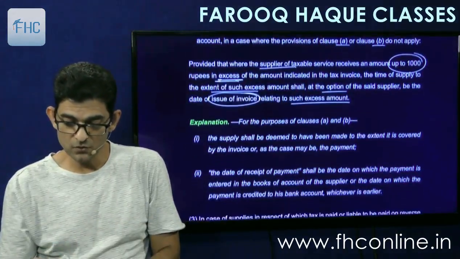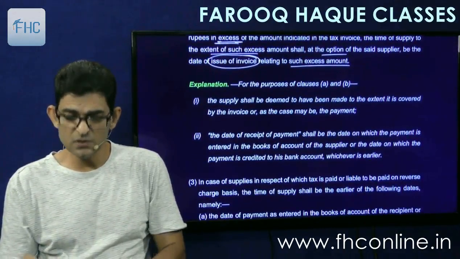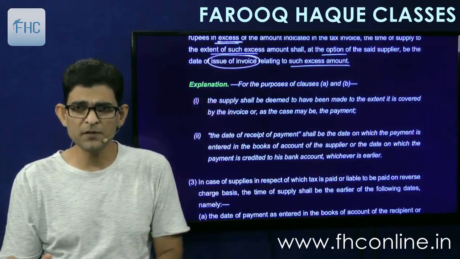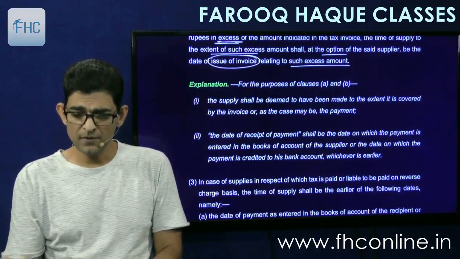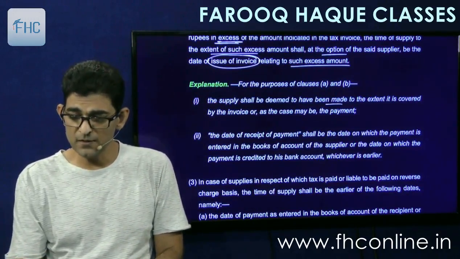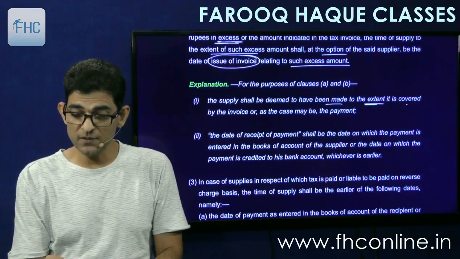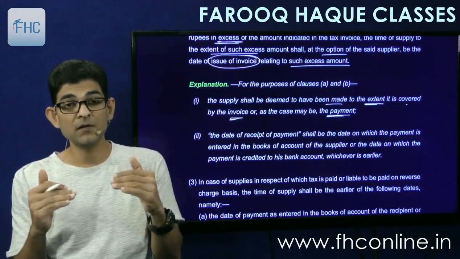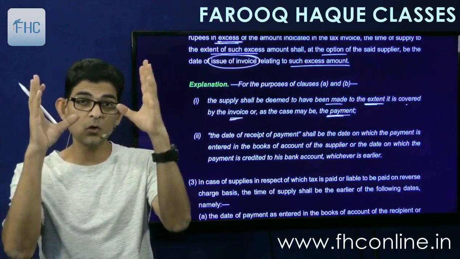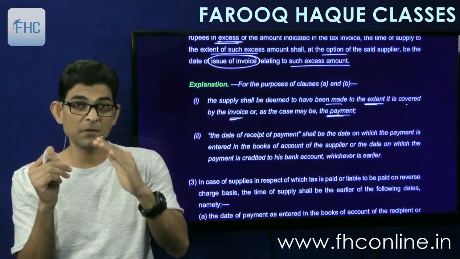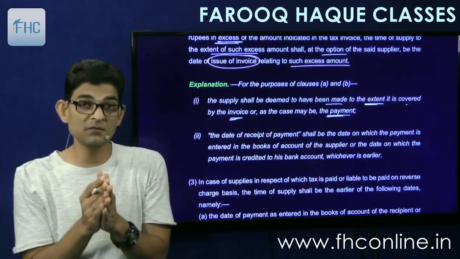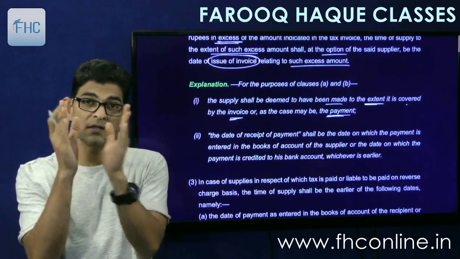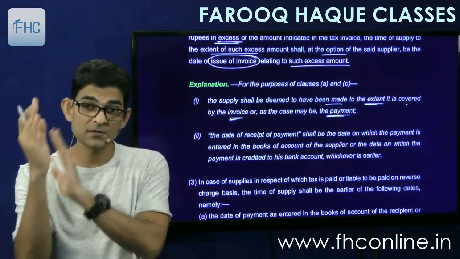Okay. So that's the proviso, and the 2 points in the explanation are also absolutely carbon copy, same to same. That is, the supply shall be deemed to have been made to the extent it is covered by the invoice or the payment. Means that part. If the invoice is made in parts, the total contract is of 20 lakh, but the invoices have been made in parts, or the payments are received in part, then each invoice or each payment will be considered as one service.